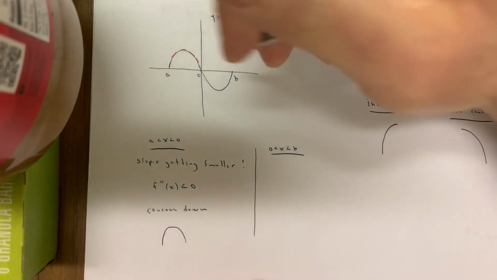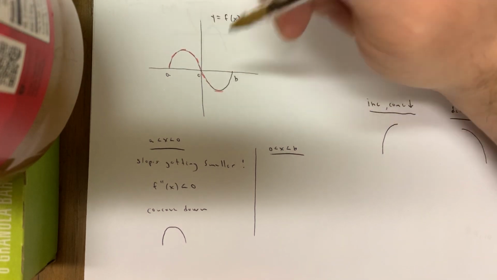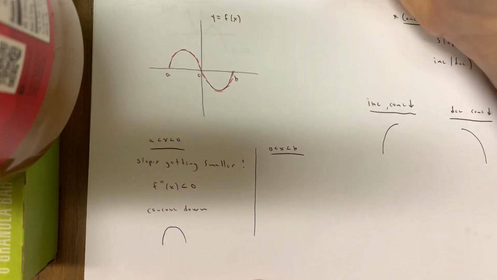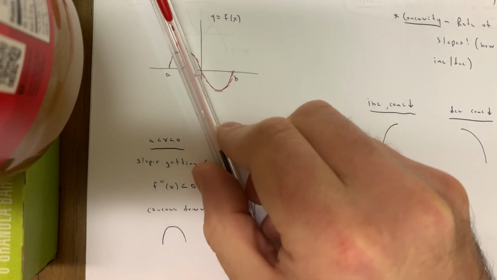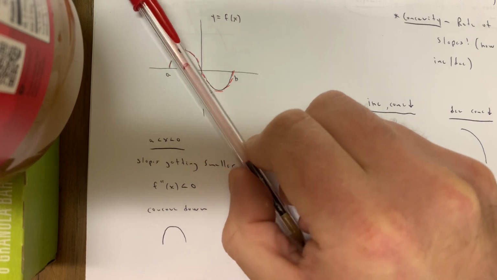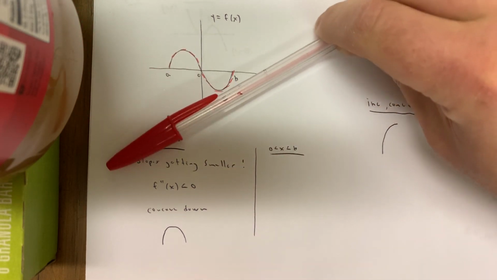Between 0 and b, if you draw some tangent lines, you'll see you start with a negative slope, less negative, 0, positive, more positive, more positive. That's what's going on with the slope there, okay? From 0 to b, the slopes start out pretty negative, less negative, 0, positive, more positive, more positive, more positive.